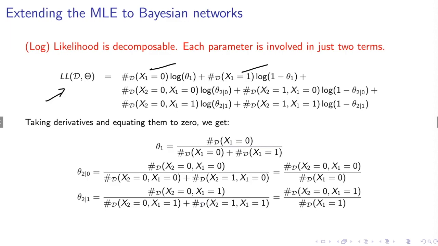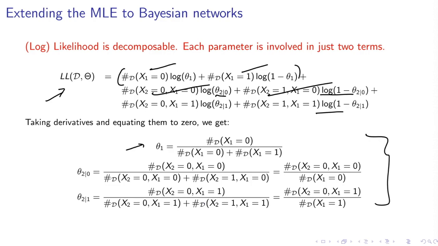Okay, so when I take the derivative with respect to theta 1, I'm only considering these two terms because the derivative of the other terms with respect to theta 1 will be equal to 0 because they don't involve theta 1 at all. Similarly, whenever I'm taking the derivative with respect to theta 2 given 0, I'm only considering the terms that are given here, right? And all other terms will disappear because the derivative will be equal to 0. So if I take derivatives and equate those derivatives to 0, I get three closed form expressions for my parameters. Okay, so let's look at those expressions.